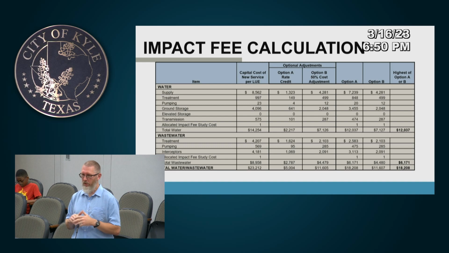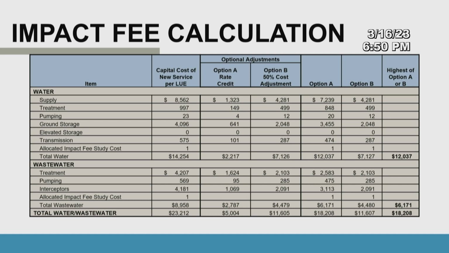So with all that said and done, that's a really long-winded explanation for this table. I just want to make sure that y'all understand where all these numbers come from. So if we look at option A, which is doing the rate credit, you would come up with a total maximum allowable impact fee of $18,208. That'd be $12,037 for the water side, and then $6,171 for the wastewater side.